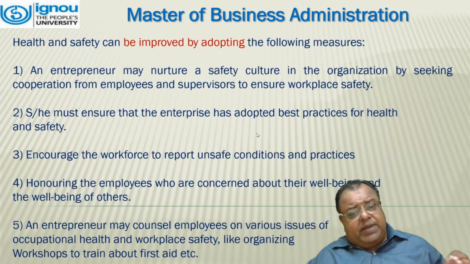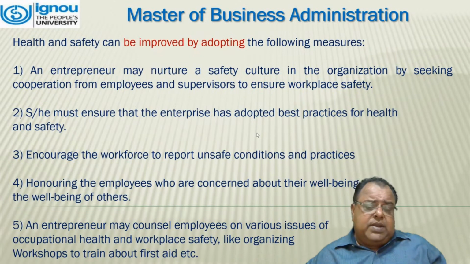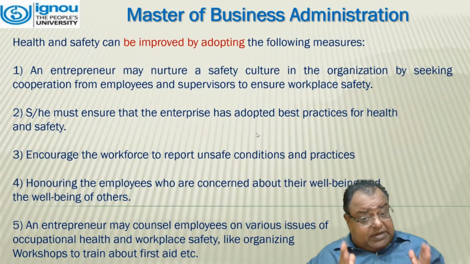Health and safety can be improved by adopting the following ways. The entrepreneur may nurture a safety culture in the organization by keeping cooperation from employees and supervisors to ensure work safety. One must ensure that the enterprise has adopted best practices for health and safety.